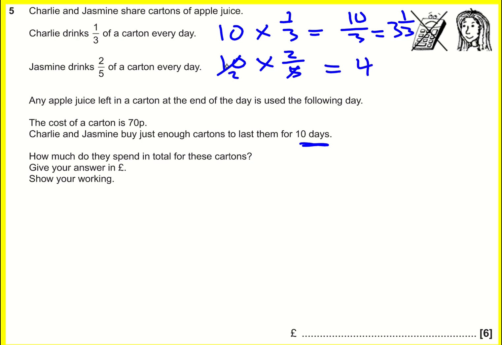You can do it the longer way by doing 10 times 2, which is 20. 20 divided by 5 is 4. So Jasmine drinks 4 cartons essentially in 10 days. So in total, they're going to have drunk 7 and 1/3 cartons in 10 days. They buy just enough cartons to last them for 10 days. Well, they can't have just bought 7 cartons, so they must have bought 8 cartons.